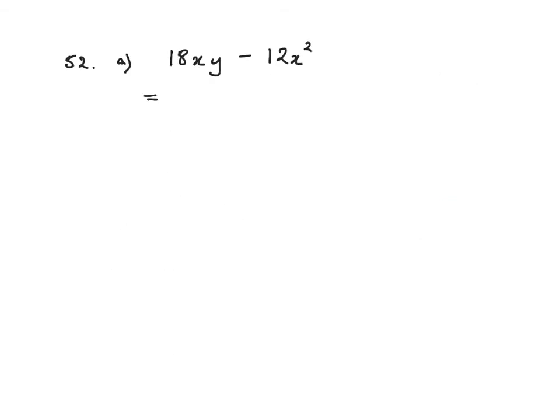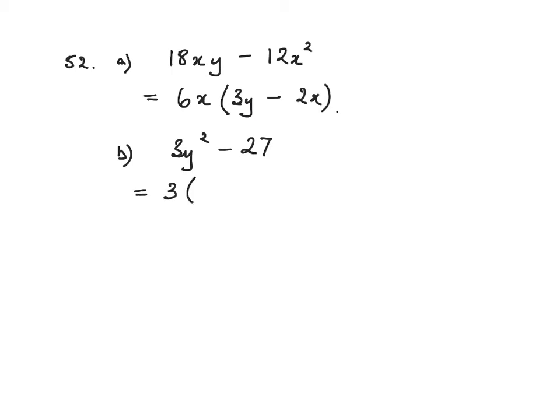We can certainly take out 6, that's the highest number common factor. We can also take out x. That leaves us with 3y minus 2x. What we have here is a difference of 2 squares, but first we must take out a common factor. You should always look for a common factor first. So we can take out 3. And then we have y and y, 3 and 3, and plus and minus.